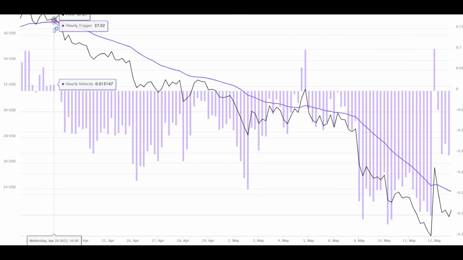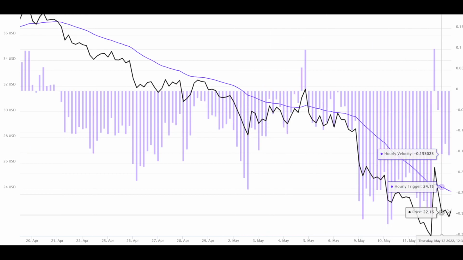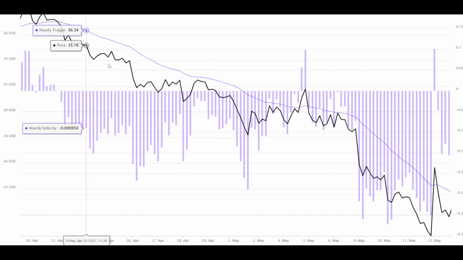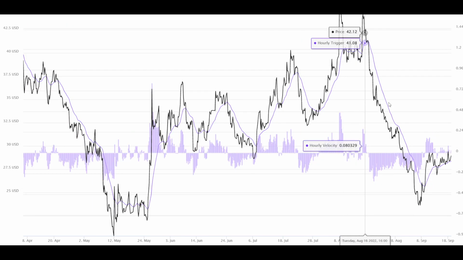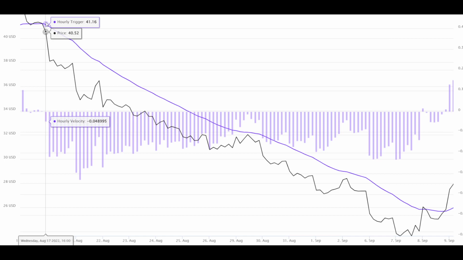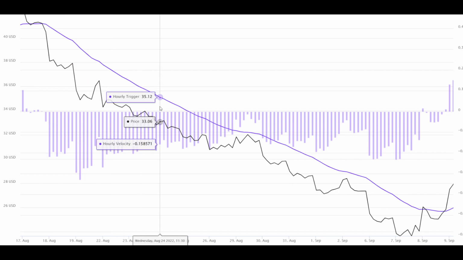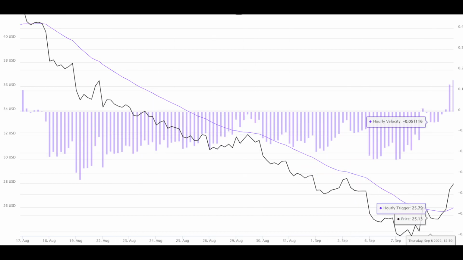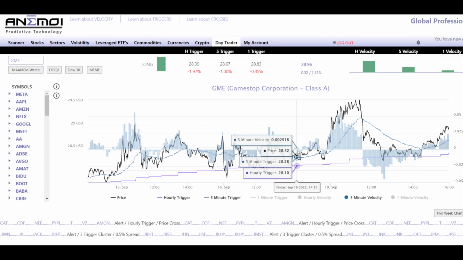Or if you wanted to protect yourself and maybe buy protective puts or sell covered calls, or if you're just a buy and hold, you could wait for price to pop back above the hourly trigger to buy more shares, as opposed to just buying all the way here on the way down. And then we can also see another beautiful example over here, where price sold from 41 all the way to 23 without once popping above the hourly trigger. So using the hourly trigger and hourly velocity is a great tool for protecting yourself and doing better in your trading.